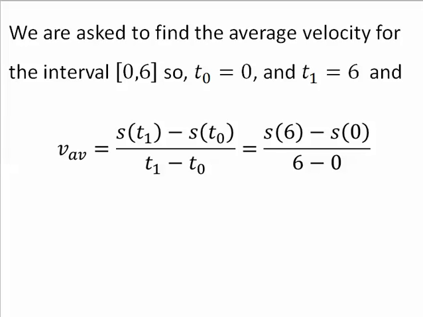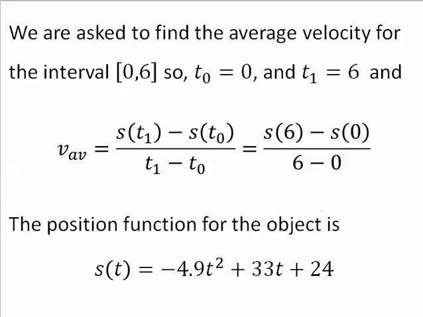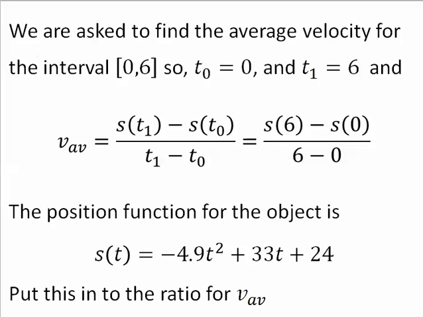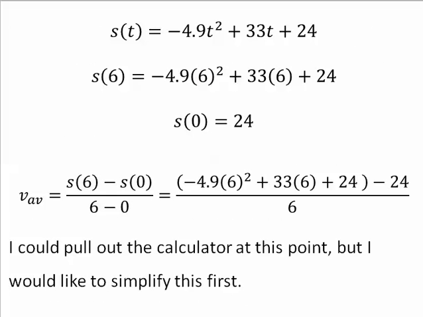For the time interval 0 to 6, t0 will be 0 and t1 will be 6. Remember what s actually is. It's this function, and we're going to use the function in order to find the average velocity. Well, s of 6, what would that look like? s of 0, well, that's 24. So the average velocity, I've written it out here without simplifying. I could have pulled out a calculator, but I want to simplify that numerator. Again, I could just evaluate it, but I want to show you something. So I'm not going to actually evaluate it for a little while.